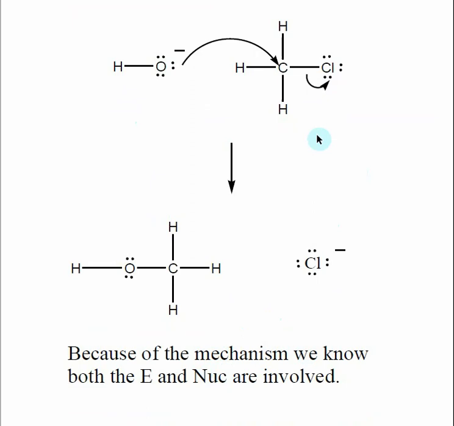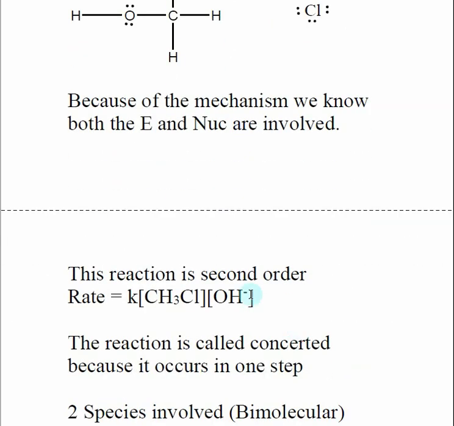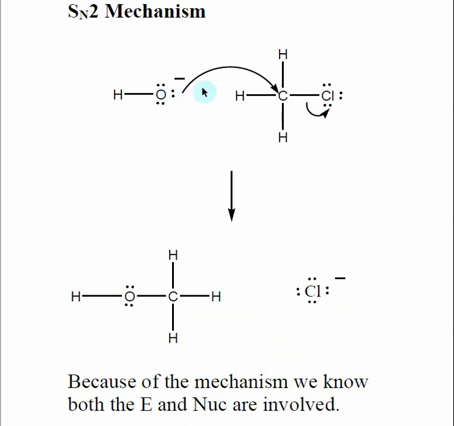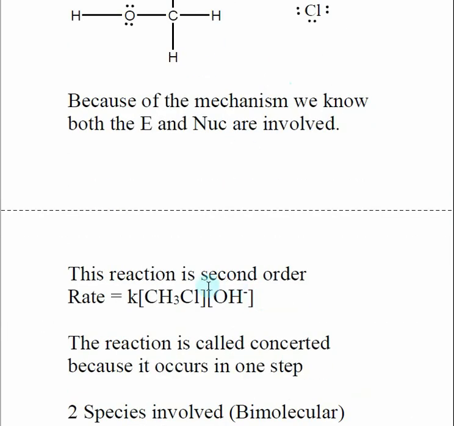And in this rate determining step, my two pieces, the nucleophile and the electrophilic carbon, are involved in the mechanism. So from this, we can infer that the reaction is second order. So rate is equal to k times the concentration of my reactants. Because both of my reactants are involved in the rate determining step, they must all be involved in my rate law expression. And because there's only one of each, we're taking one nucleophile, one electrophilic carbon, that's why this is second order.